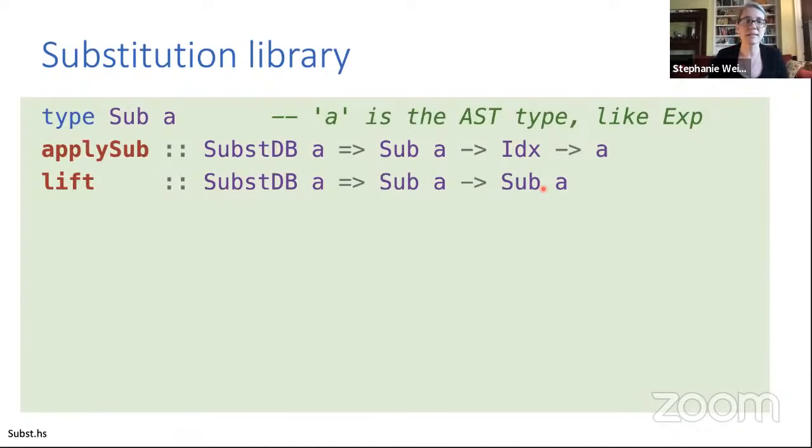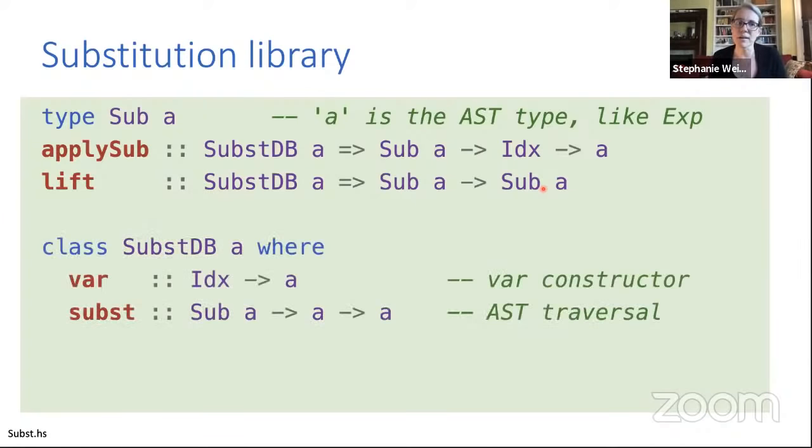And so we're going to define a type class that captures the information that the library needs about the language, like the simply typed lambda calculus. So the two bits of information that the type class is going to capture: we need to know what the variable constructor for that language is, and we need to know what the substitution operation that we're trying to define is, right?